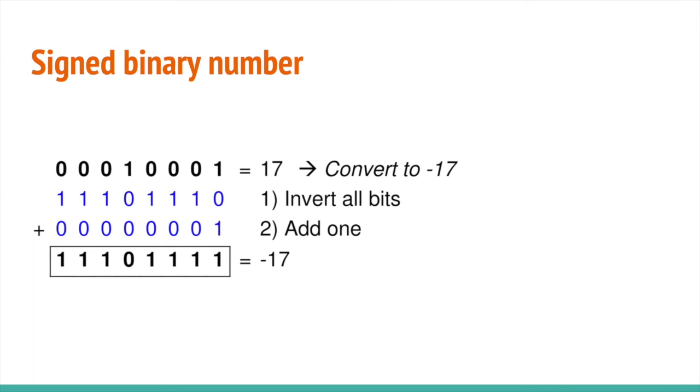When working with signed binary numbers, which are negative numbers, we first have to convert the binary number into a complement number by flipping each digit. Then we have to add 1. For example, we have 17 in decimal. Then we convert it into binary. Then we flip each digit and we add a 1.